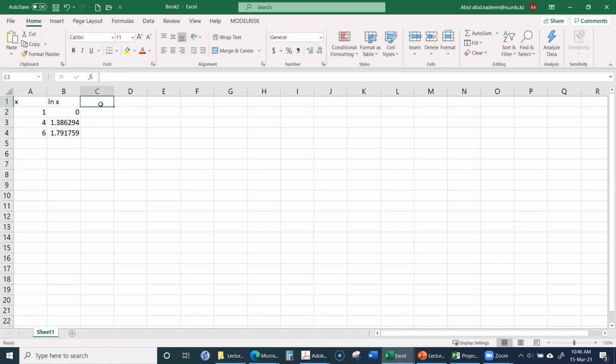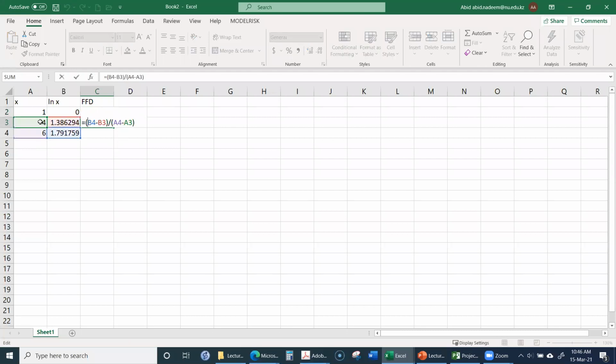So first finite difference, FFD. The first finite difference will be equal to this value minus this value, divided by the corresponding X values, so X minus Y. In this way we will formulate it. So this is the first finite difference. And then for the second one, it will be this one. For example, over here, this minus this divided by this minus this.